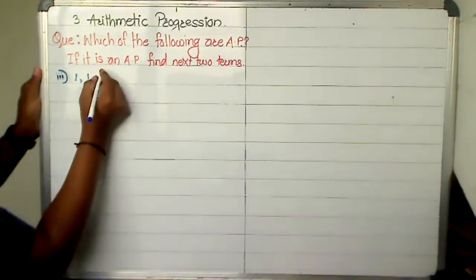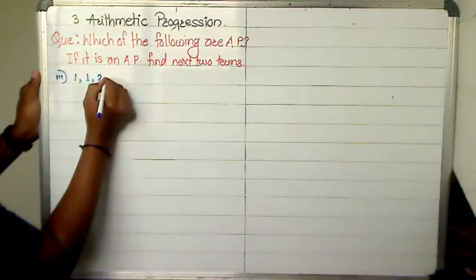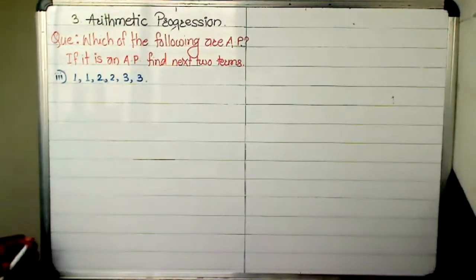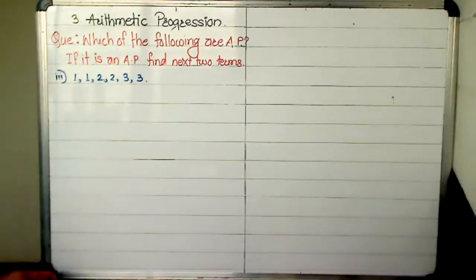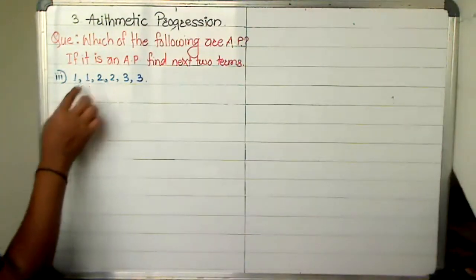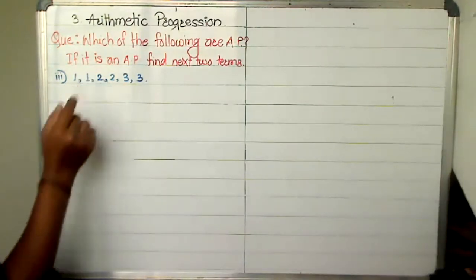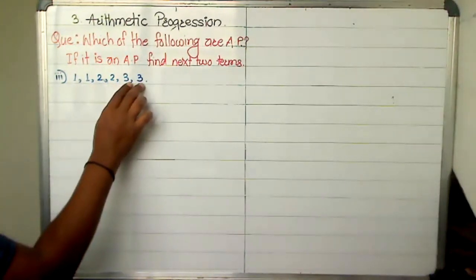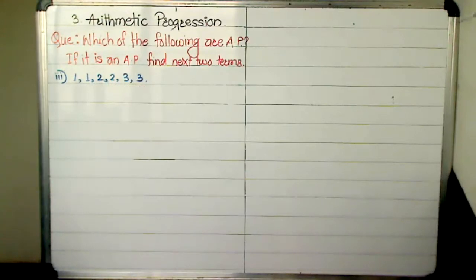1 1 2 2 2 3 3. Clearly, by just simply observing this sequence, we can tell this is not an AP, because the difference between these two numbers is 0, the difference between these two numbers is 1, again the difference between these two numbers is 0. So for a sequence to be called an arithmetic progression, the difference between two consecutive numbers must be equal.